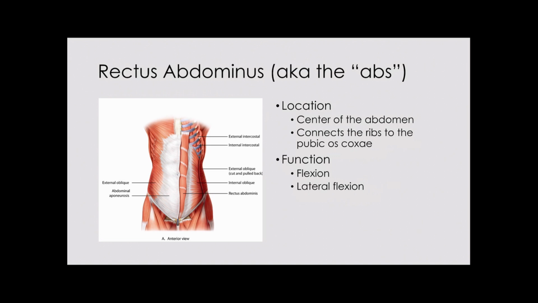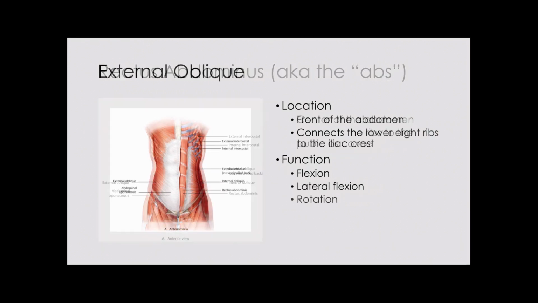Your rectus abdominis, also known as your abs. This is going to be located in the center of your abdomen. These are going to connect your ribs to your pubic bone, which is known as your os coxae. So you might remember that from the previous chapter. These are involved in flexion. So this is when you are moving your trunk, bending down, and also in lateral flexion. So going away from the midline of your body. So moving side to side in a side to side manner.